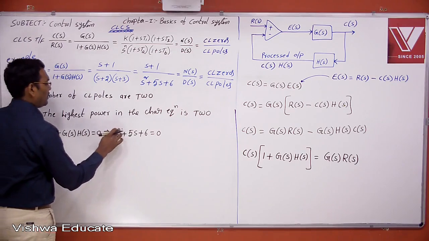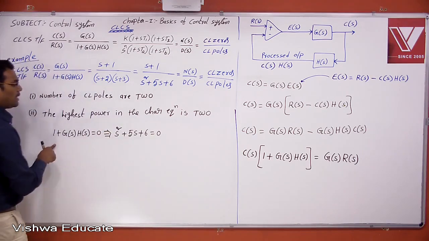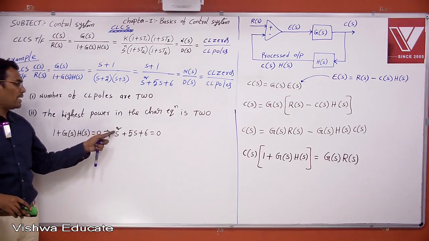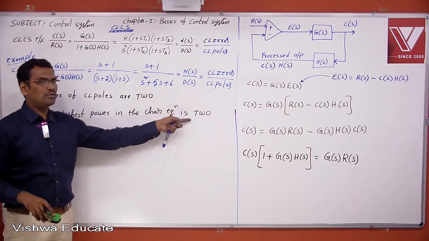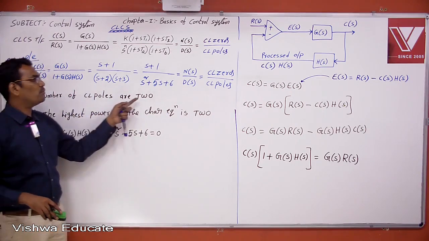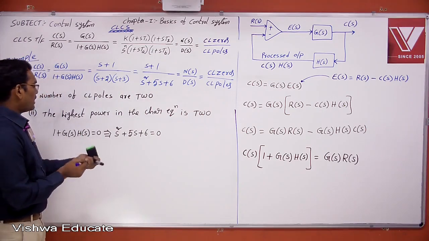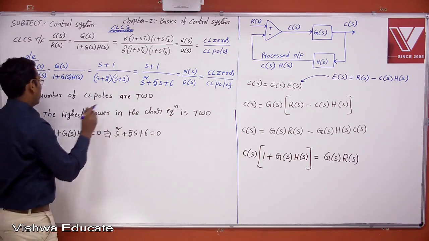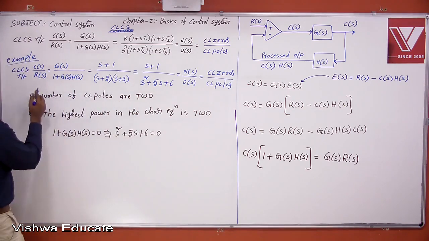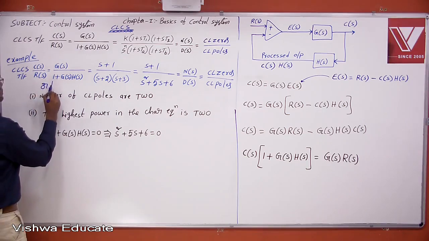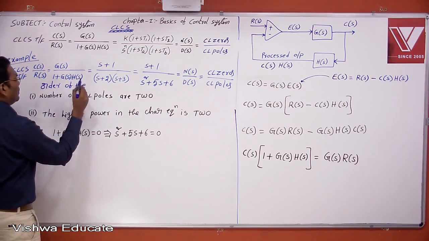The highest power in the characteristic equation is s square. What is the highest power in the characteristic equation? It is 2. Therefore, the highest power in the characteristic equation is 2, and the number of closed loop poles is 2. Now you forget about all these other things. This is the definition of order of the control system.